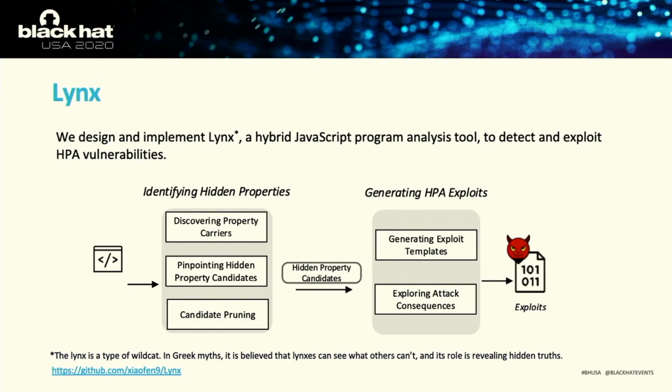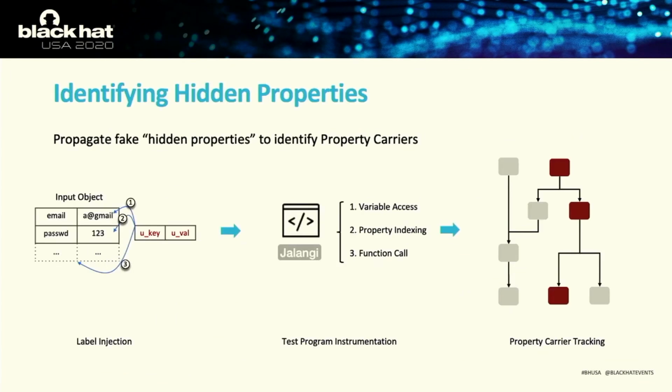The right part is about how we can detect the harmful hidden properties from all those potential candidates and generate exploits for them. So to help future Node.js security research, we will open source our Lynx project on GitHub, link at the bottom.